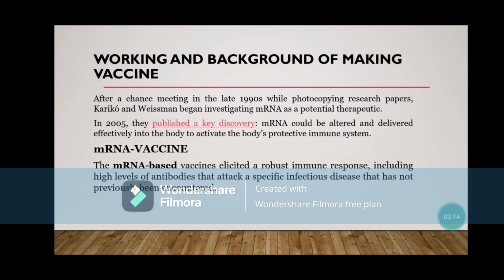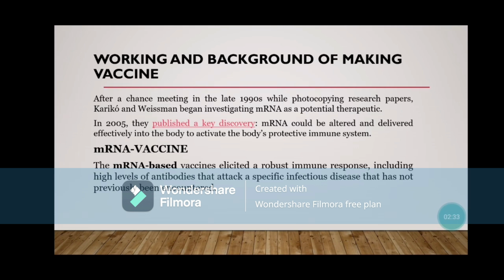After a chance meeting in the late 1990s while photocopying research papers, Karikó and Weissman began investigating mRNA as a potential therapeutic. In 2005, they published a key discovery saying mRNA could be altered and delivered effectively into the body to activate the body's protective immune system.